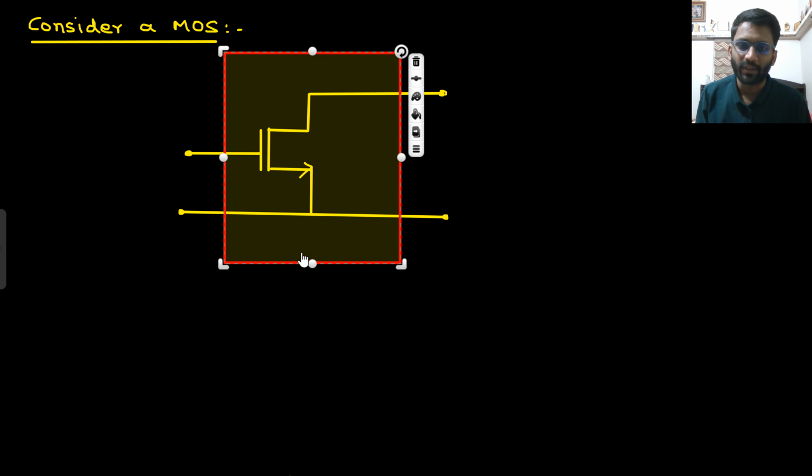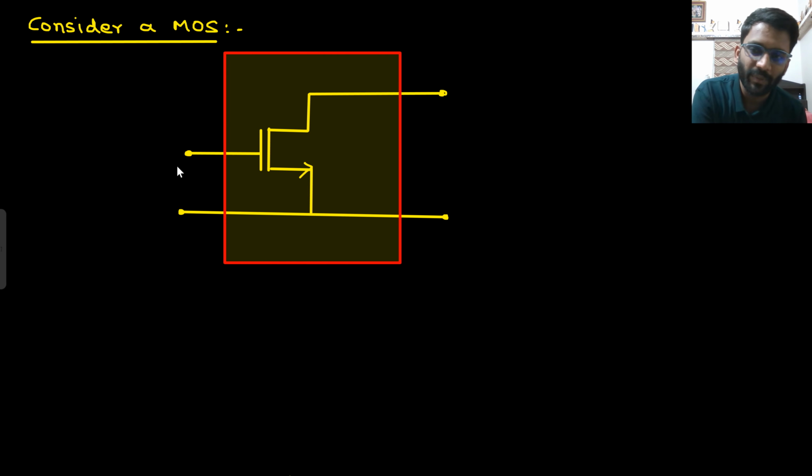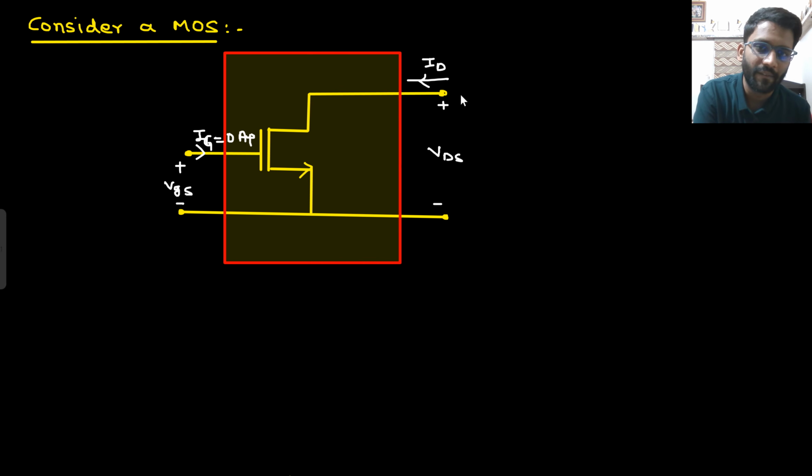Isn't it a two-port network? What is the input parameter? That is VGS. What is this output parameter? That is VDS. We call this I gate. What is I gate? 0 ampere always. And this we call I drain.